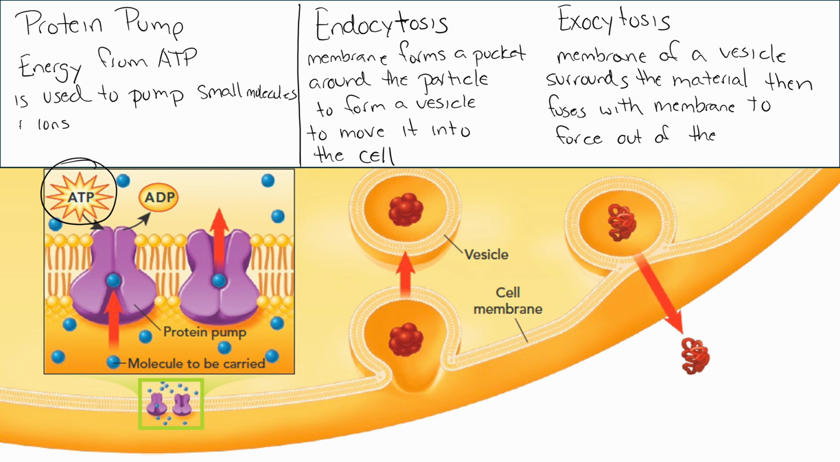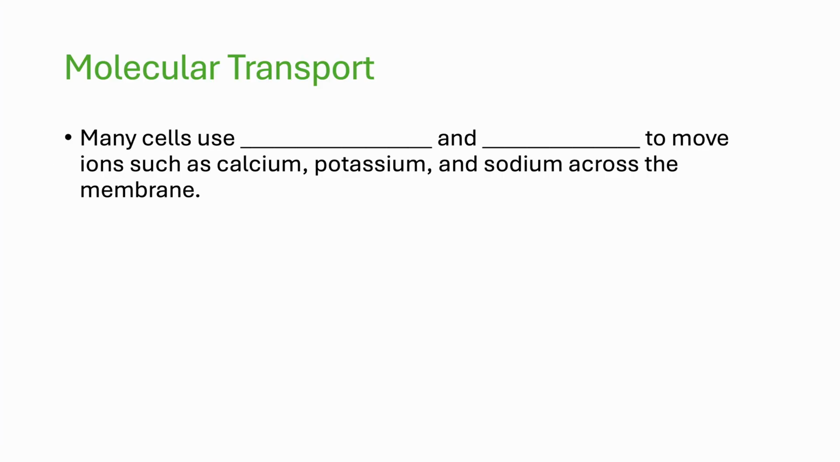So again, exo, exit, endo, enter. But again, all of these require ATP, which equals energy. So every single one of these requires energy to move them in or out of the cell.